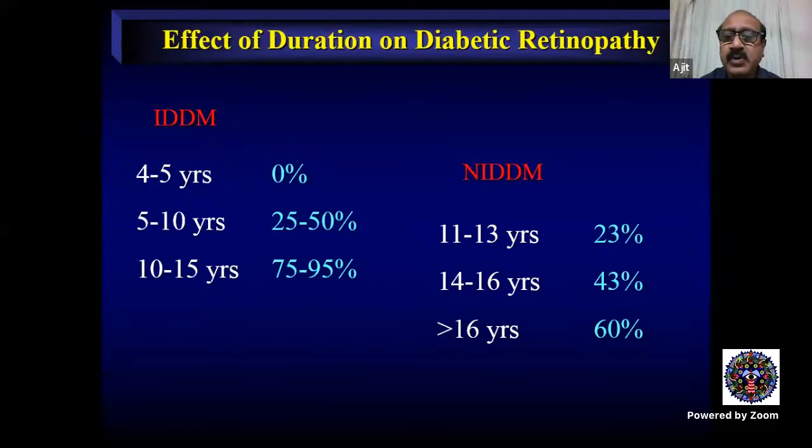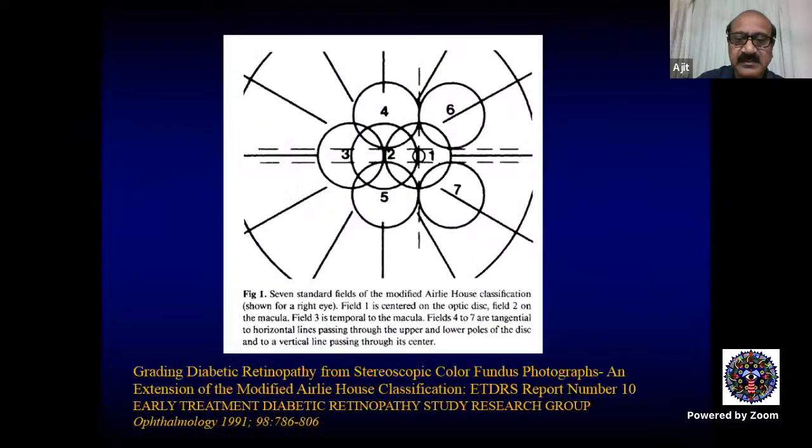Whereas in type 2 diabetes, even above 16 years of duration, only 60% of the people will have some form of diabetic retinopathy. Screening can be a little bit liberal in type 2 diabetes, whereas in type 1 it needs to be very, very close. And whenever the changes happen, in my experience, the severity of changes is much more with type 1 diabetes than type 2 diabetes.